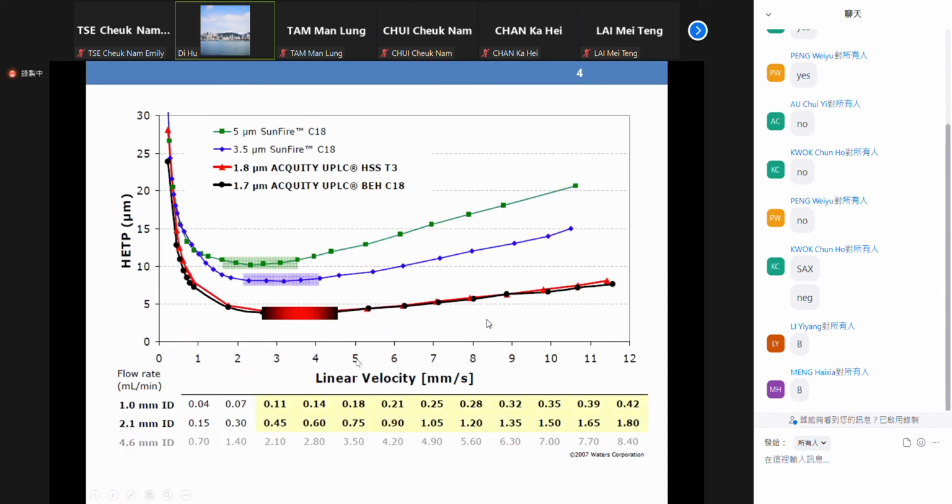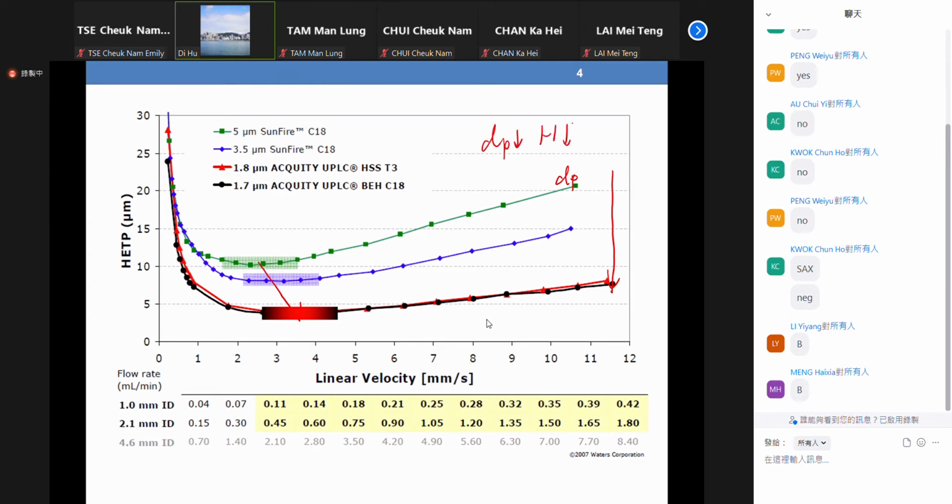So this shows the Van Deemter diagram for different diameters. You can see this one says dP equal to 5, and dP is decreasing, from 5 to 3.5 to 1.8, 1.7. What we can see is, first, when dP decreases, H decreases, right?